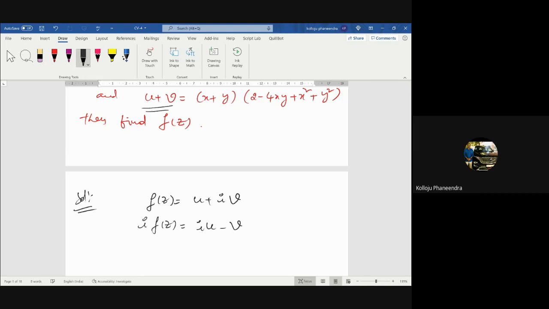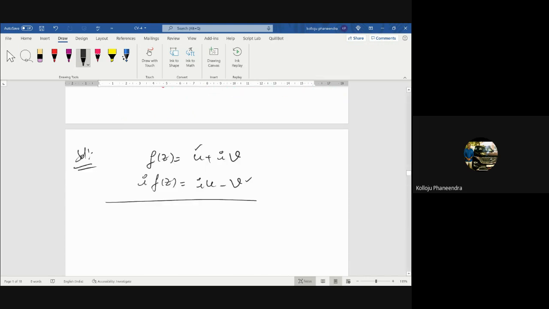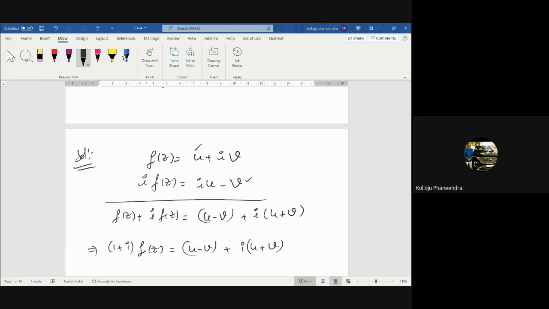What is given? u plus v. That means u is here and v is here, without i terms. Choice is yours. You can use any manner. If I add these two, f of z plus i into f of z equals real parts together plus i into u plus v. This is 1 plus i into f of z equal to u minus v plus i into u plus v. Got it?